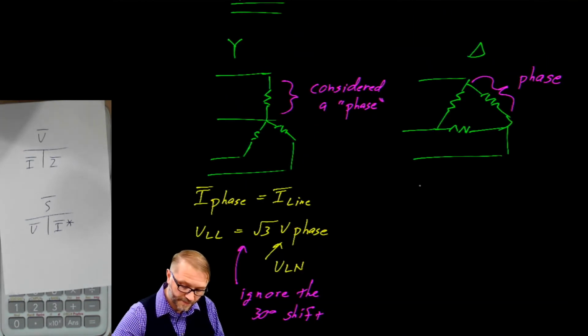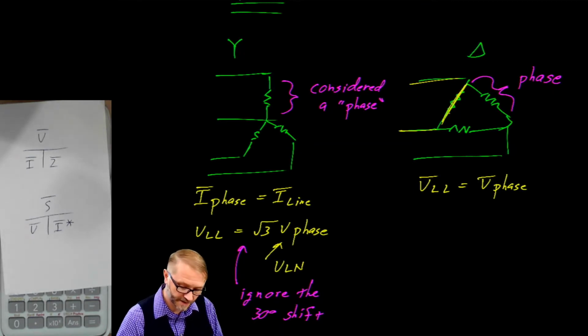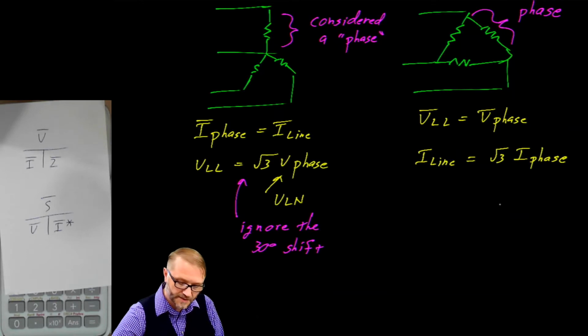For the delta, the voltage line to line is equal to the phase voltage. So there is your line to line, and it happens that your phase is connected across line to line. Therefore, voltage line to line is the phase voltage. The line current is equal to root 3 times the phase current. Once again, we are not using vectors because we are ignoring the 30-degree phase shift.